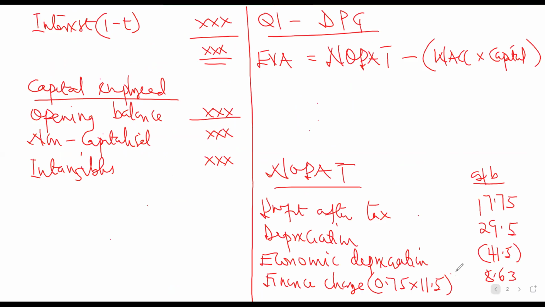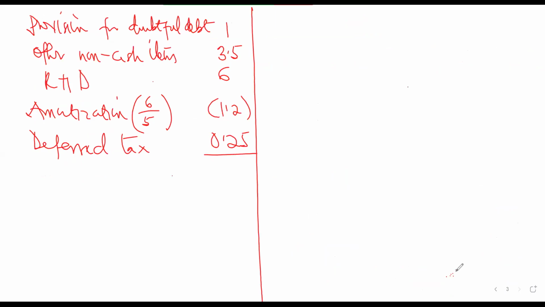$17.75 plus 29.5 minus 41.5 minus 8.63, plus 1 plus 3.5 plus 6 plus 0.25 minus 1.2. I'm getting 23.93. Yes, sir. 23.93. Okay, 23.93.